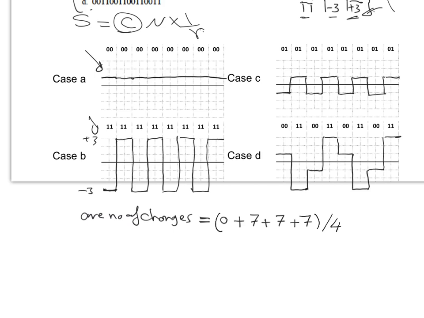So this assumes that we have, previously here, another change. Okay, we did not do that in this signal representation. But if you put it 8, I would accept it. There's no issue with that. Okay. So these are the average number of changes for these four cases, right?